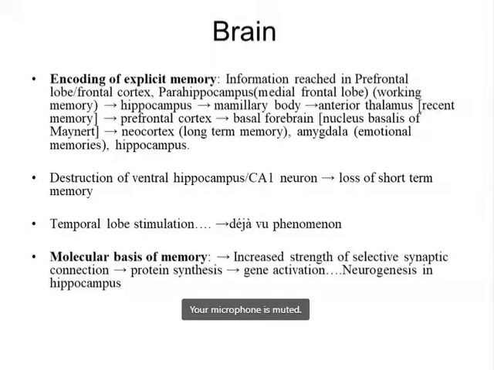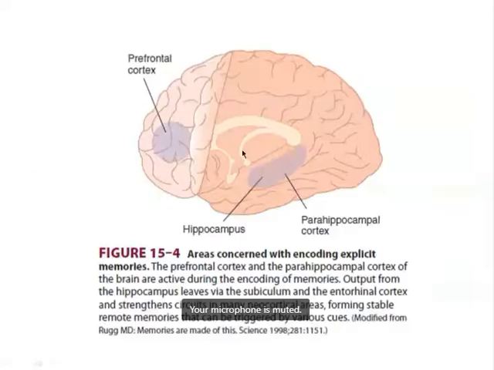I repeat: here in the hippocampus, short-term memory. Here in the parahippocampus, working memory. Here in the prefrontal cortex, long-term memory. Here in the whole frontal cortex and the basal part, whole life long-term memory.